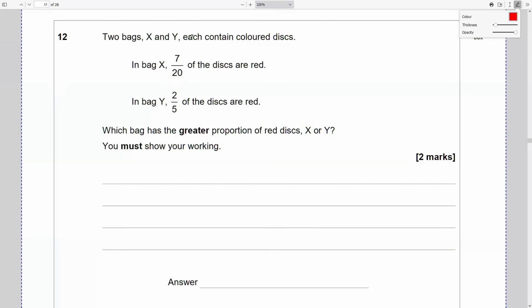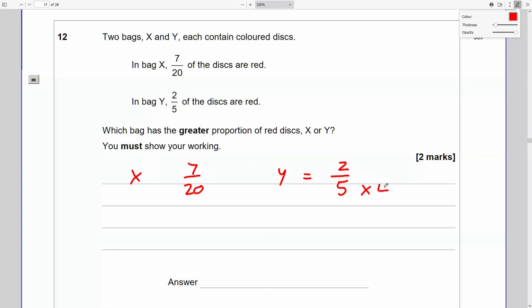2 bags, X and Y, each contain coloured discs. In bag X, 7/20 of the discs are red. In bag Y, 2/5 of the discs are red. Which bag has the greater proportion of red discs, X or Y? You must show your working. Okay, X, 7/20. Y equals 2/5.